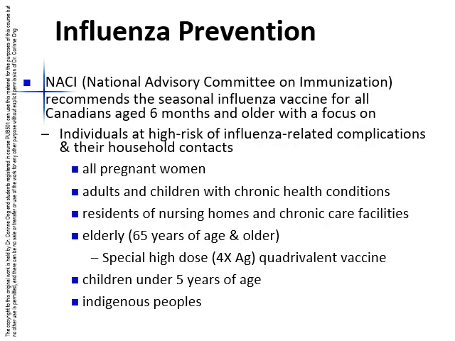NACI, or the National Advisory Committee on Immunization, recommends the seasonal influenza vaccine for all Canadians aged 6 months and older, with a focus on individuals at high risk of influenza-related complications and their household contacts. These include several groups listed on this slide, but the one I would like to point out is the elderly, as there is a different vaccine that is recommended. This vaccine contains a high dose of hemagglutinins from 2 flu A strains and 2 flu B strains.